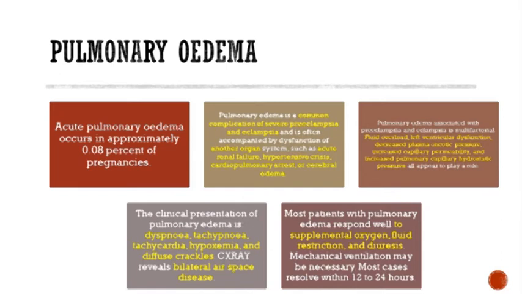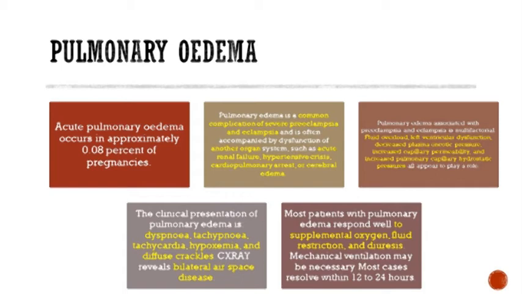Lastly, looking at pulmonary edema, acute pulmonary edema occurs in approximately 0.8% of pregnancies. It's a common complication of severe preeclampsia and eclampsia, and it's often accompanied by dysfunction of another organ system such as renal failure, hypertensive crisis, cardiac failure, and cerebral edema. It may be associated with preeclampsia and eclampsia and is often multifactorial in origin, the most common being iatrogenic fluid overload and left ventricular dysfunction.